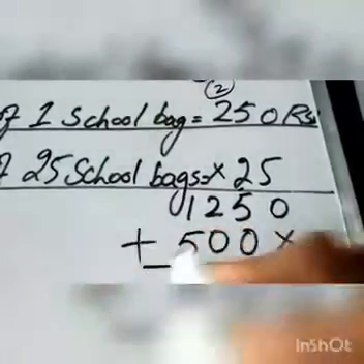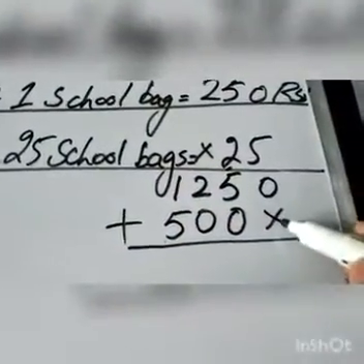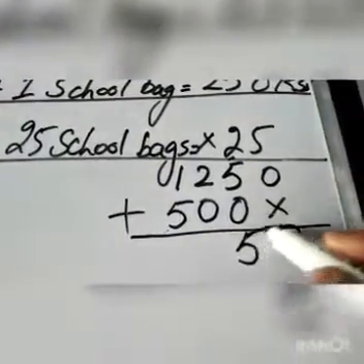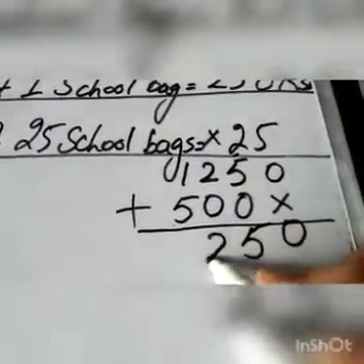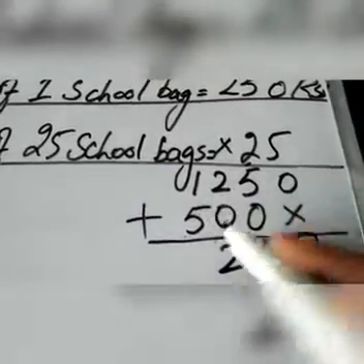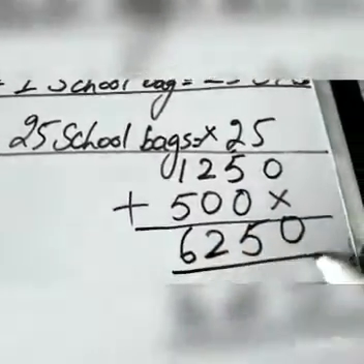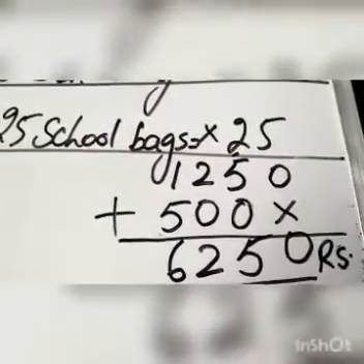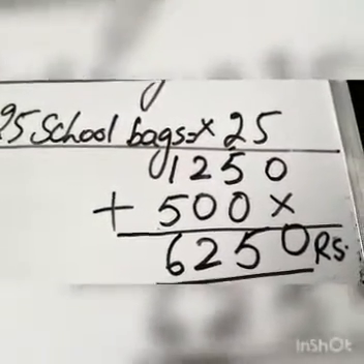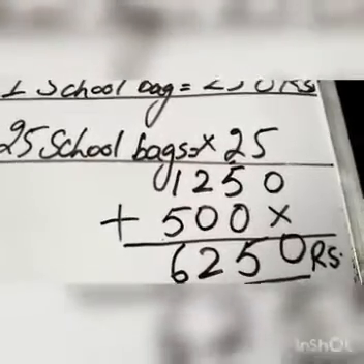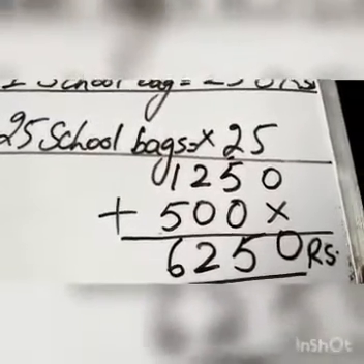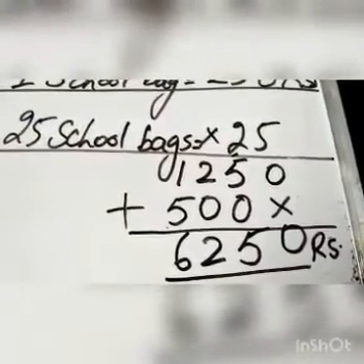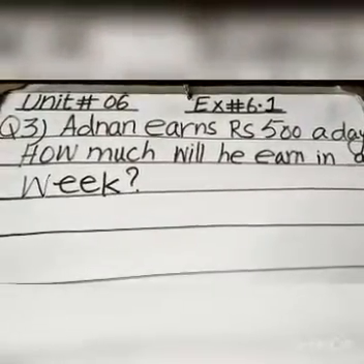Now add them together. 0 plus 0 is equal to 0. 0 plus 5 is equal to 5. 2 plus 0 is equal to 2. And 1 plus 5 is equal to 6 rupees. So the answer is 6250. Okay. The cost of 25 such school bags is equal to 6250 rupees.